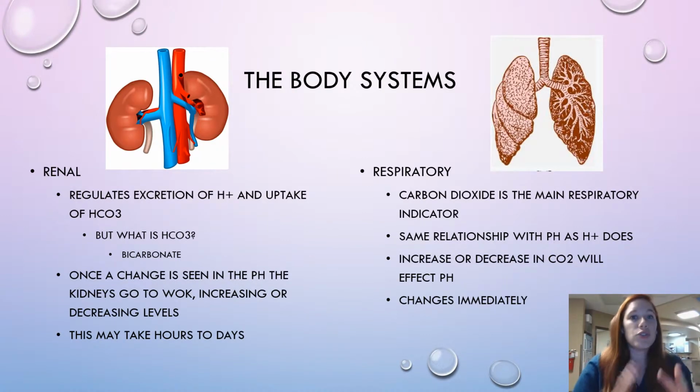So again, I talked about those two body systems that we need to think about when we're talking about acid-base and how the body's going to try to fix it when it becomes too alkalinic or too acidotic. The first one is the renal system, or your kidneys. Love your kidneys, that is important. They help to regulate and excrete hydrogen and the uptake of HCO3. Remember that HCO3 is that bicarbonate.